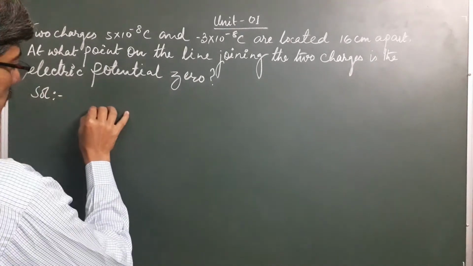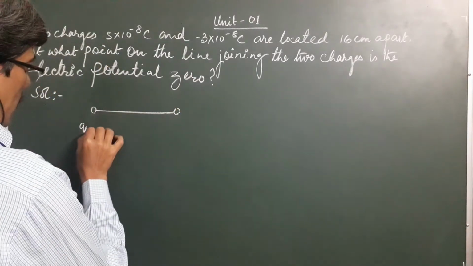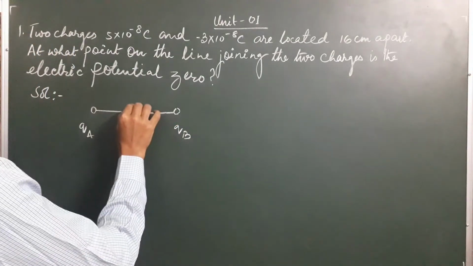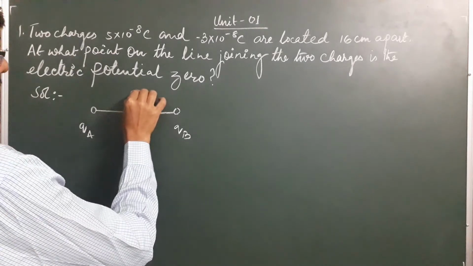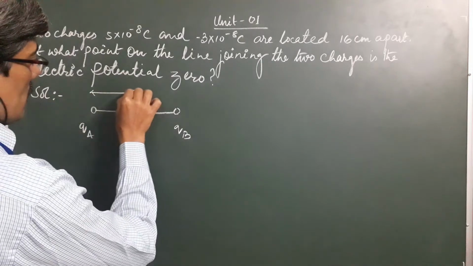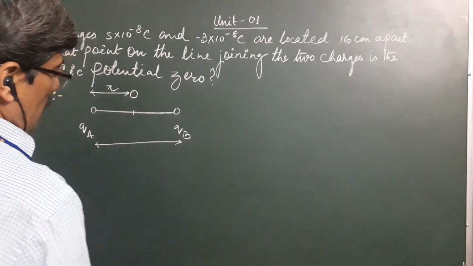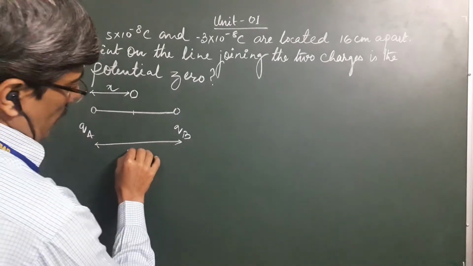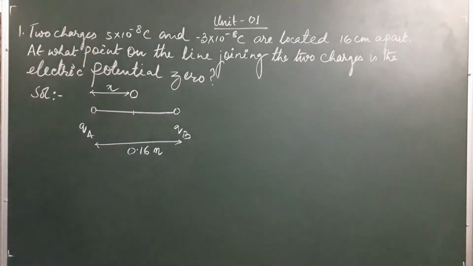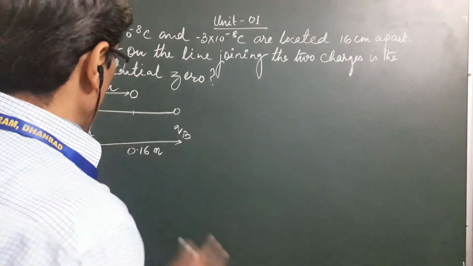Let's draw the diagram first. It's always good to have a diagram. Let the two charges be denoted as QA and QB. Let us say the potential is 0 at this point O. Considering this distance to be x, the total distance given is 16 centimeters, that is 0.16 meters. Now, according to the question, the potential at O is 0.